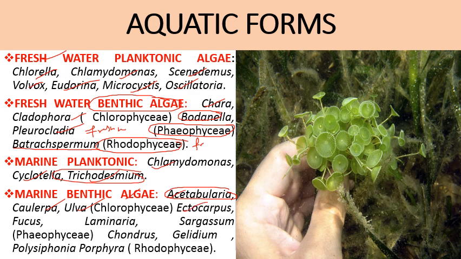Then we have Ectocarpus, Fucus, Laminaria, Sargassum. These are members of brown algae, Phaeophyceae. Then we have Chondrus, Gelidium, Polysiphonia, and Porphyra, and these are the members of Rhodophyceae, which means they are red algae. So these are found at the bottom of marine water bodies.